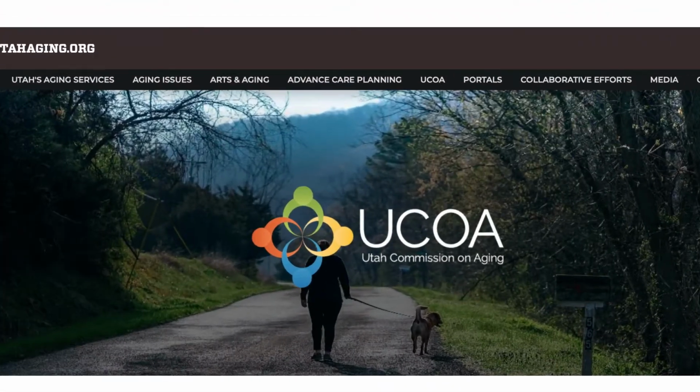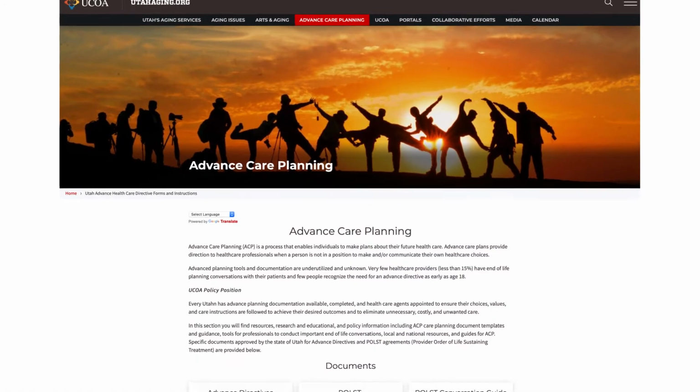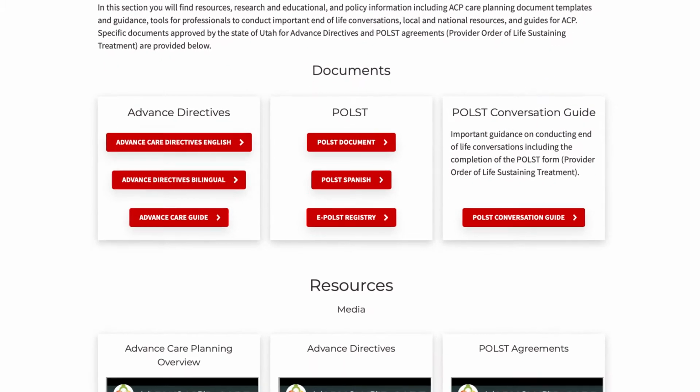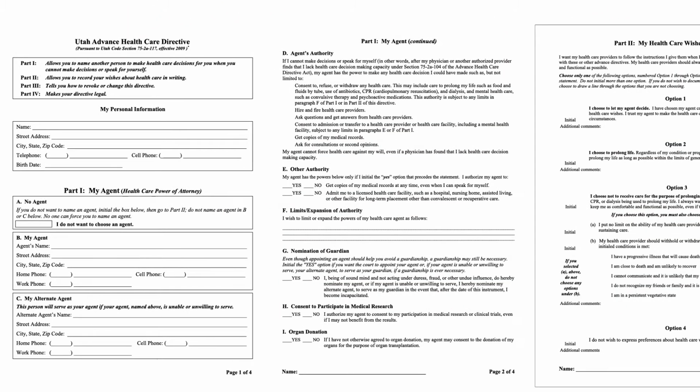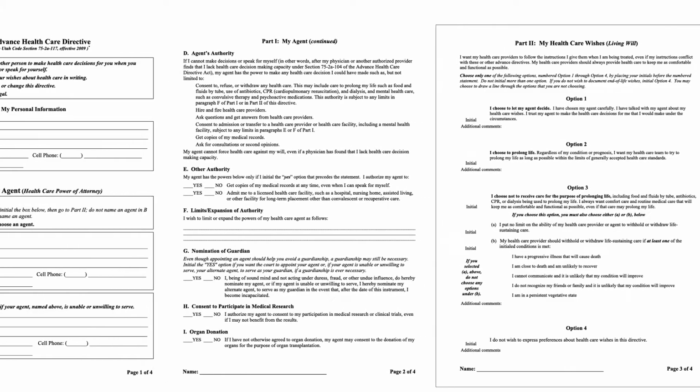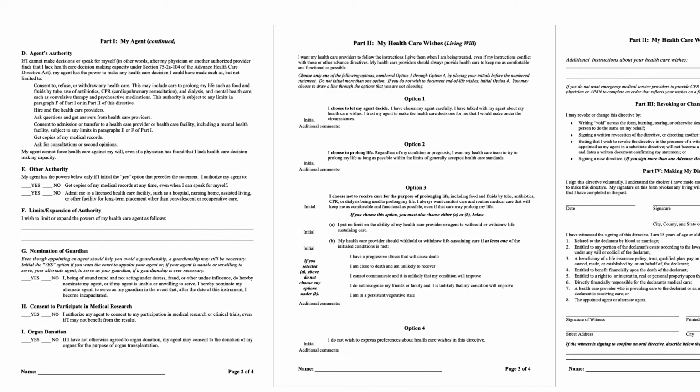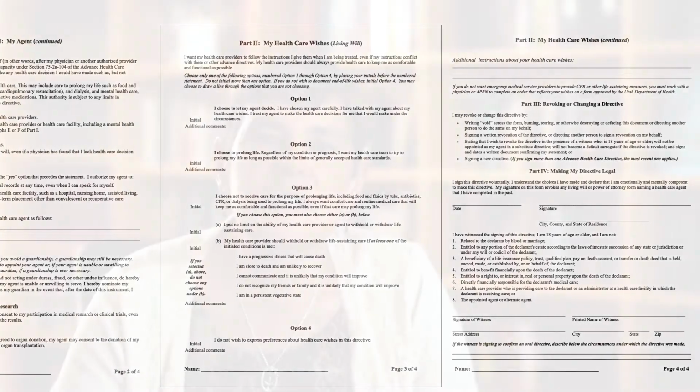The Utah Advance Directive is available on the website utahaging.org. It has the 4-page form that you can fill out, and this can be helpful when completing a POLST. Now we're going to go over the completion of the POLST form.